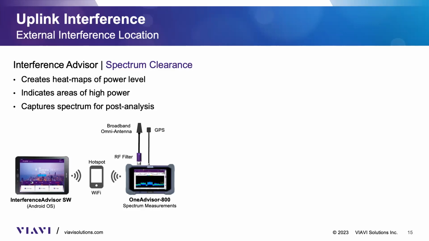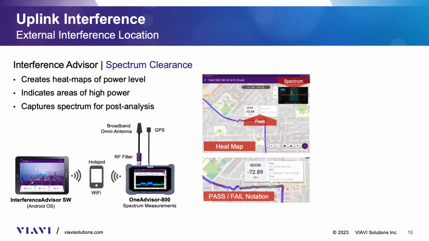First is what we call a spectrum clearance. So nothing should be transmitting before the radio goes up live. So we can basically look for that spectrum. Everything should be quiet, and we can drive on that area where the radio is going to be serving.